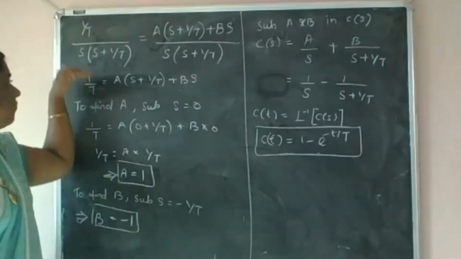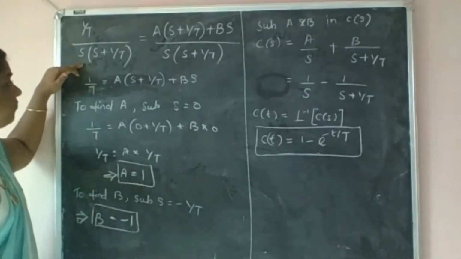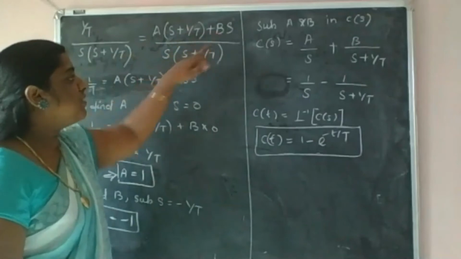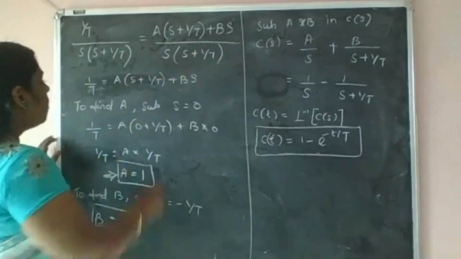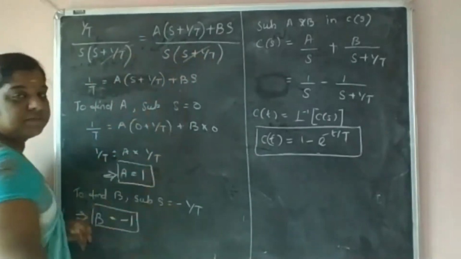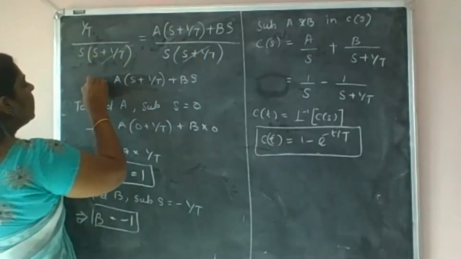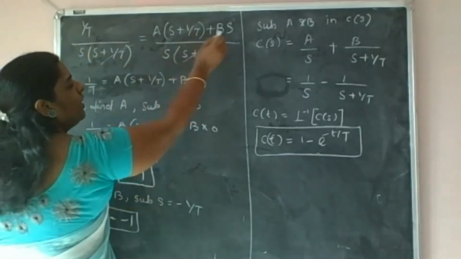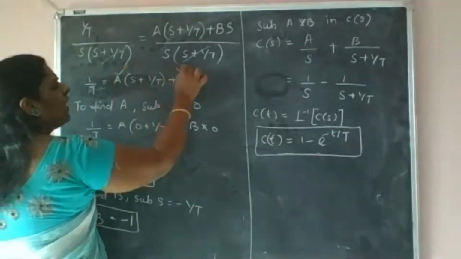So let us solve. 1 by t divided by s into s plus 1 by t is equal to A into s plus 1 by t plus B s, divided by s into s plus 1 by t. Both denominators are the same, so we can cancel them. The remaining term is 1 by t equals A into s plus 1 by t plus B s, right? Now we have to find the values of A and B.